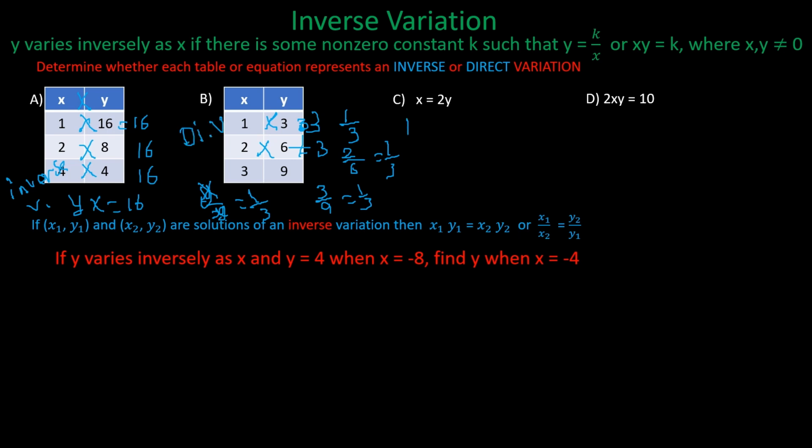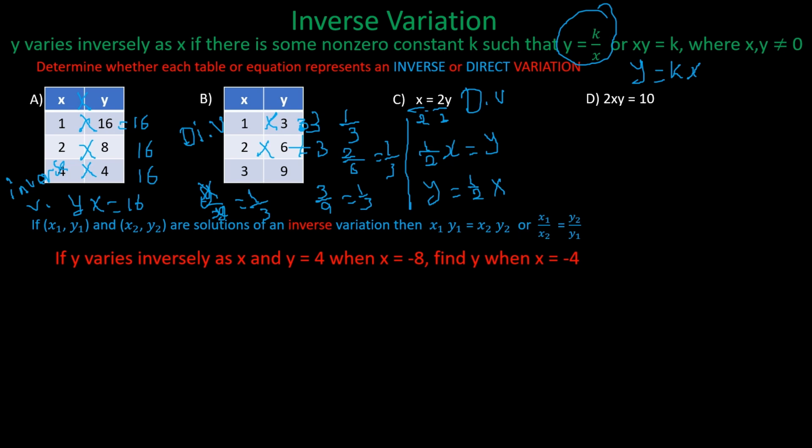Let's see number C. Number C, x equals 2y. You know that direct variation is y equals kx, while inverse variation is y equals k over x. Then we have to see whether y equals kx or not. So you can divide by 2, then 1 over 2 x equals y. It's the same as y equals half x. So it is in the form of direct variation.